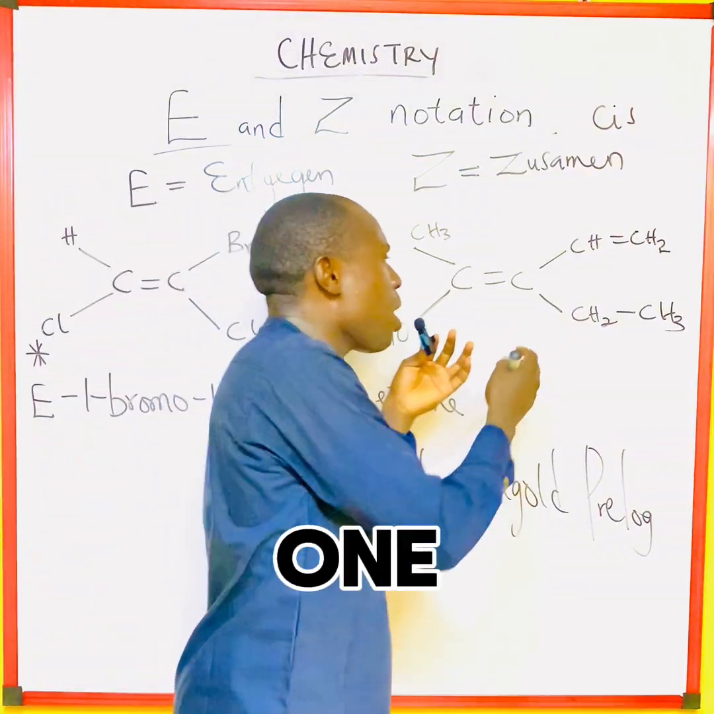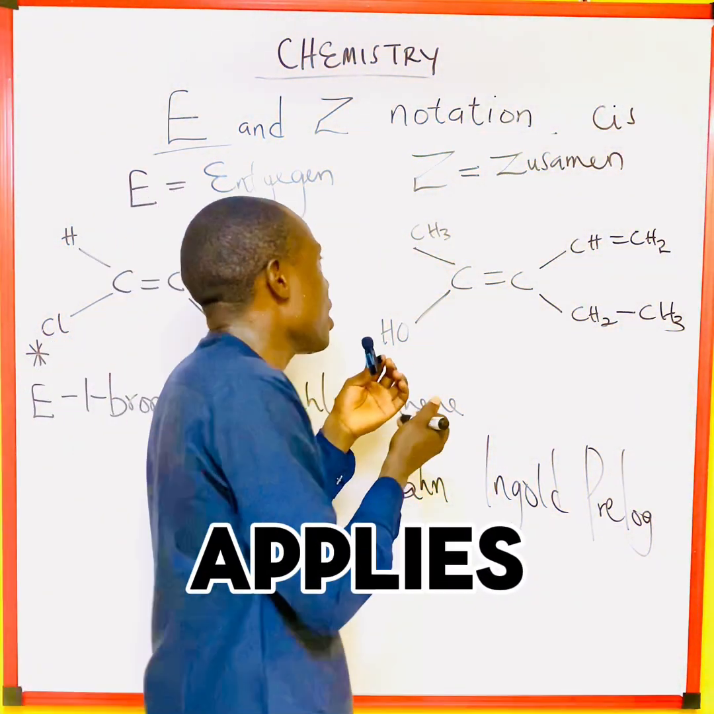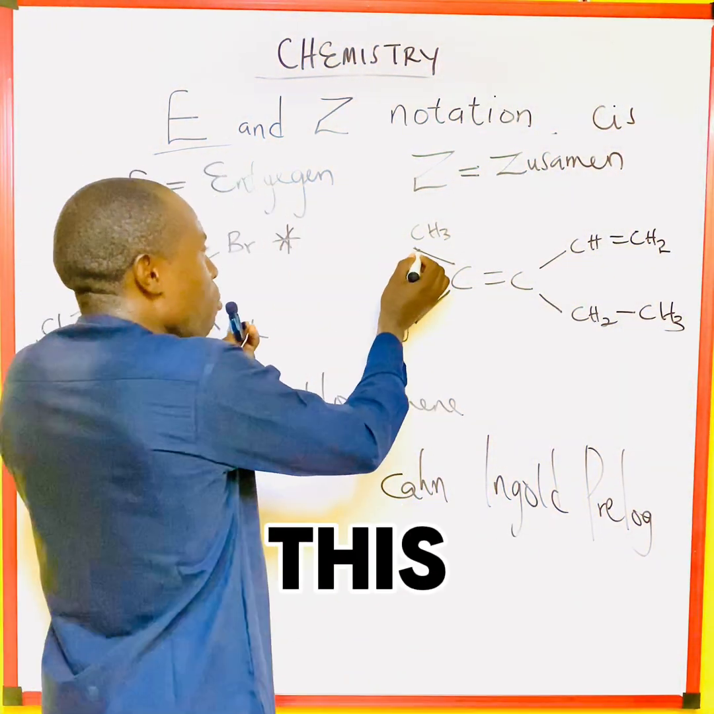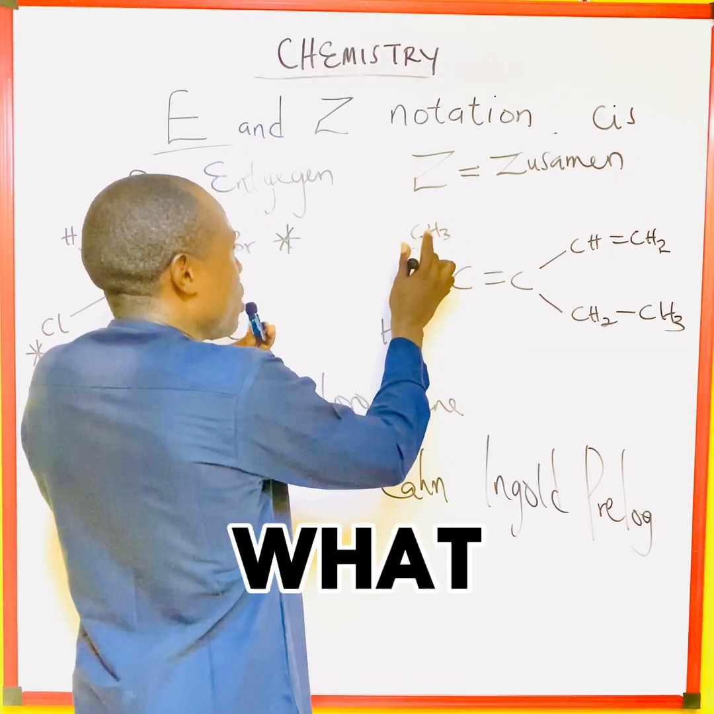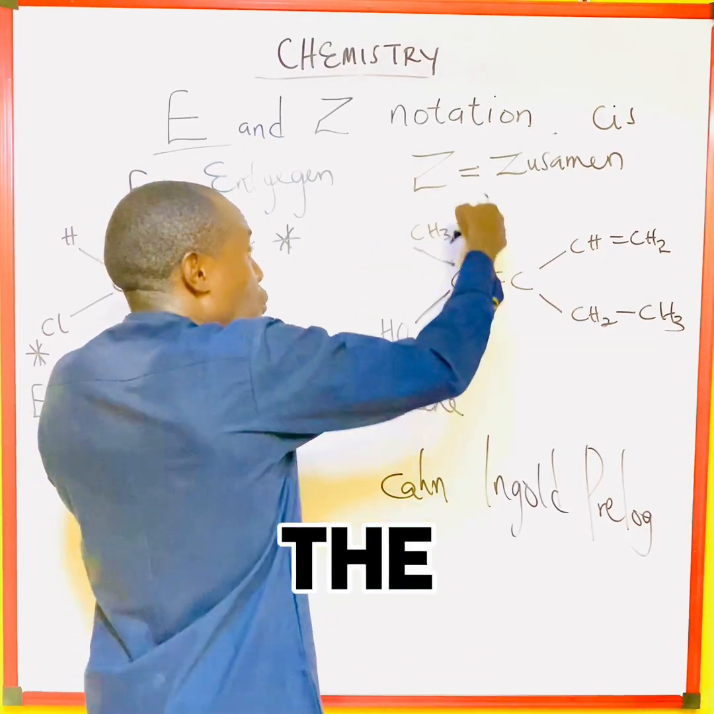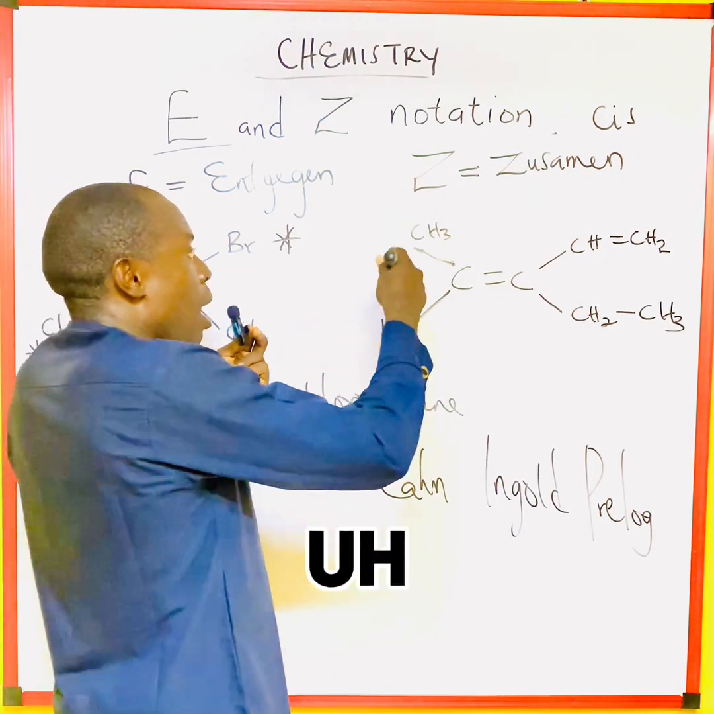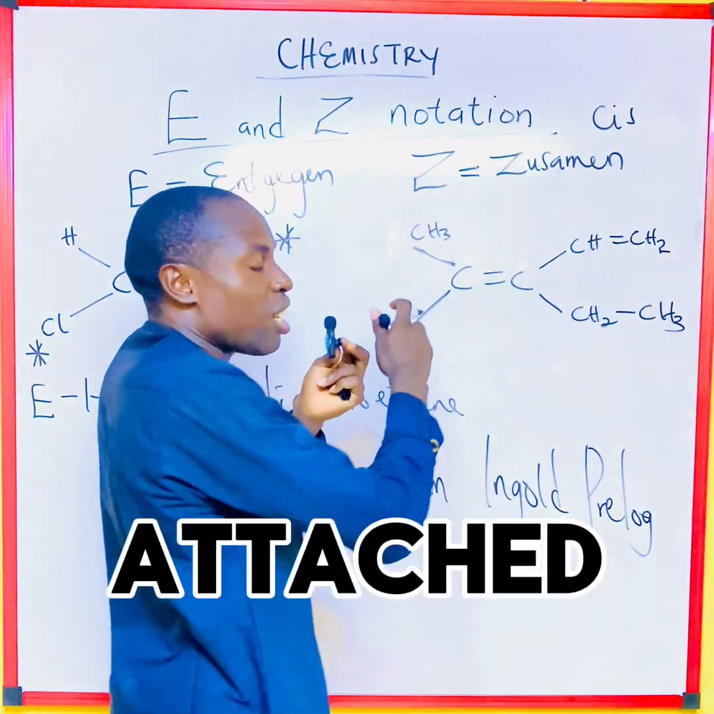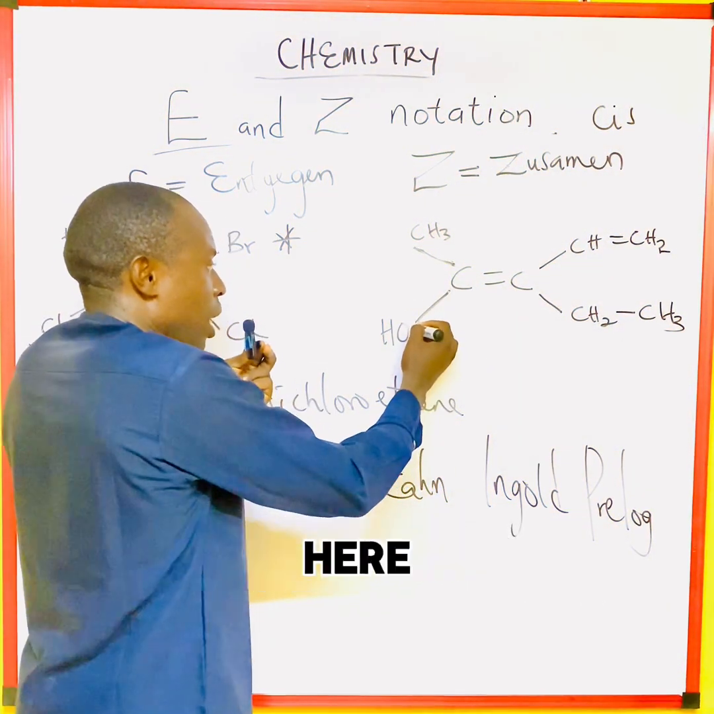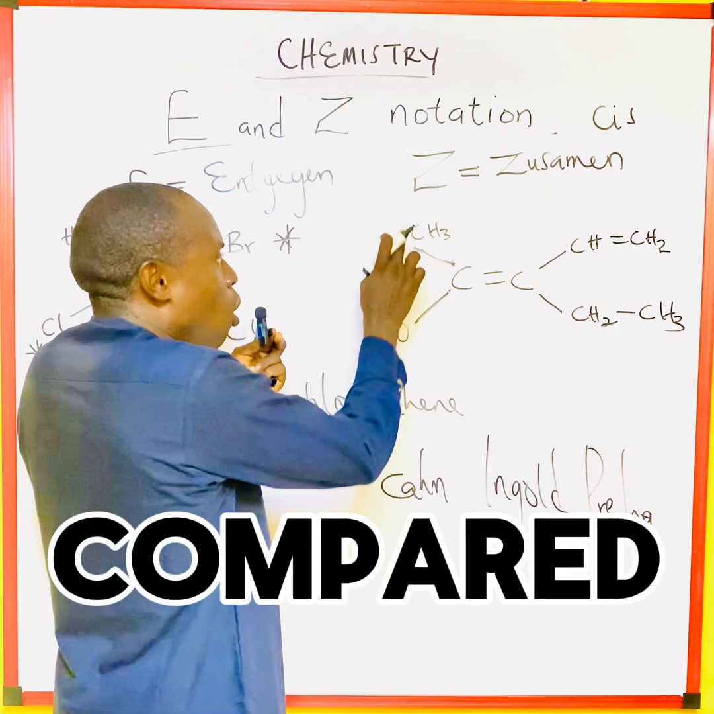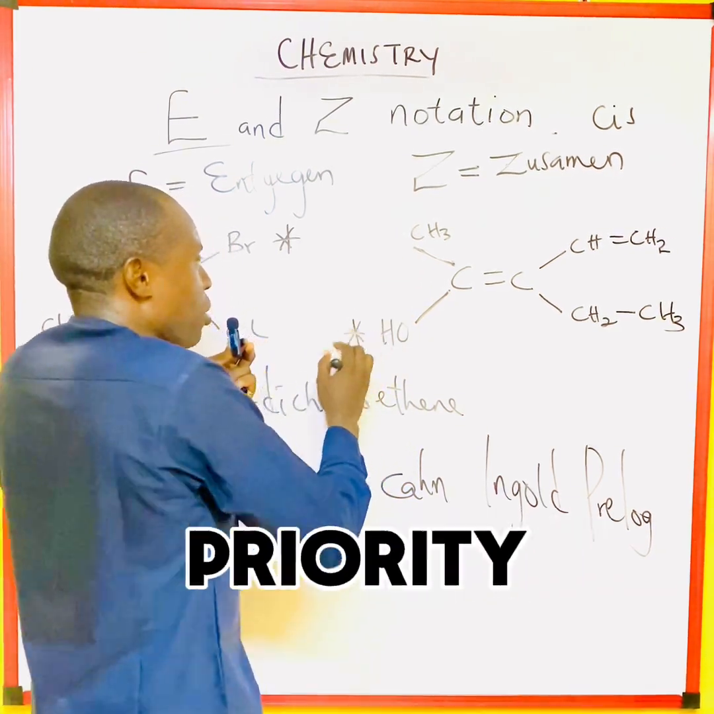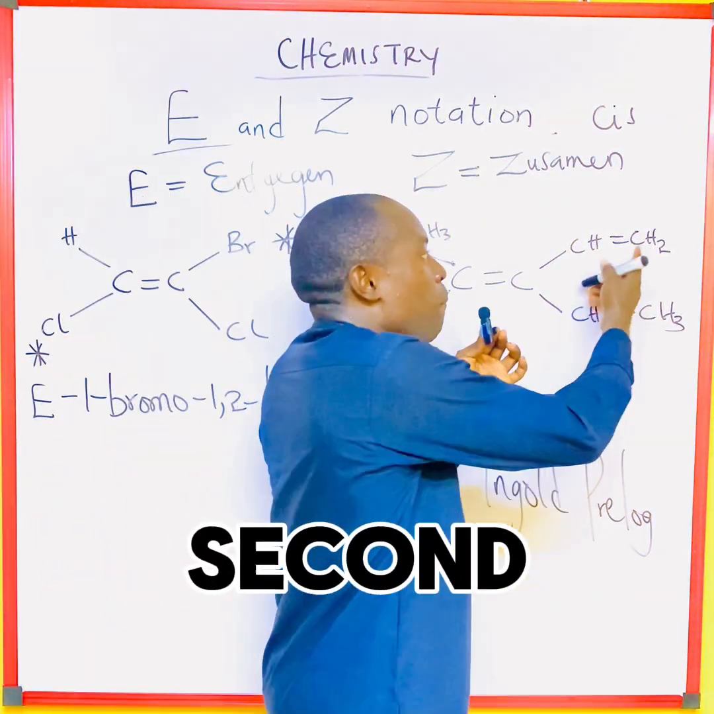We move to the second one here. The rules also apply. Now, what is the rule? This bond is directly attached to what now? To carbon, not to the full substituent attached to it here. While here is just oxygen. So oxygen has a higher atomic number compared to this carbon. So here is of higher priority. The problem now is with this second part here.